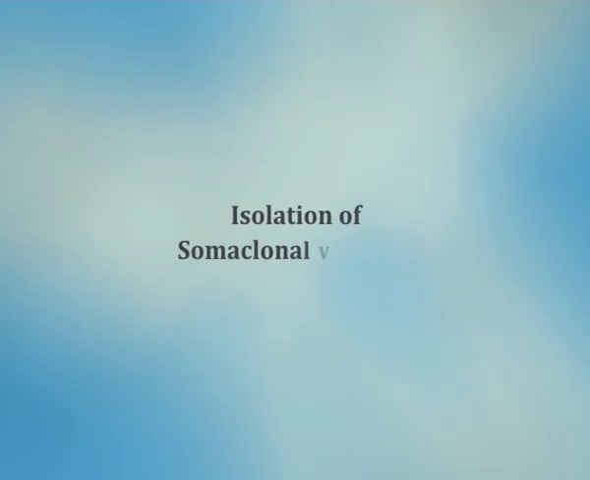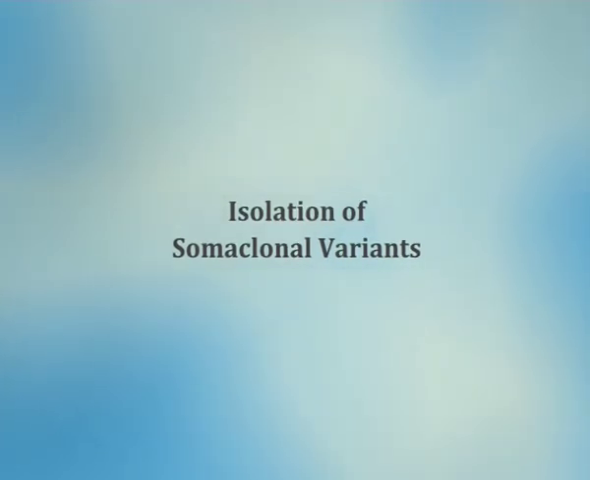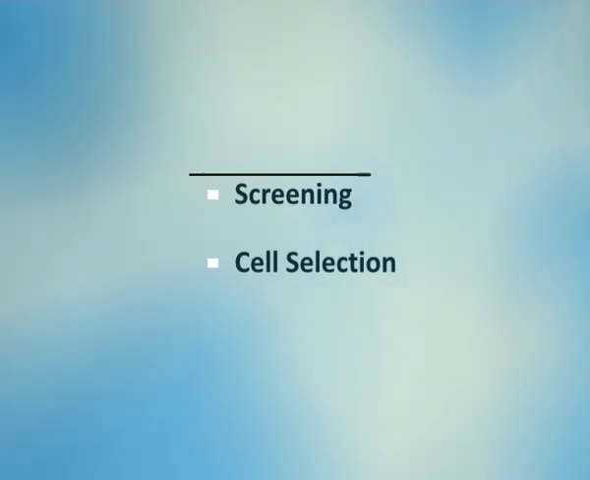Next, let us learn about isolation of somaclonal variants. The various approaches to the isolation of somaclonal variants can be grouped into the following two broad categories. First one is screening and the second one is cell selection. Let us first learn about screening.